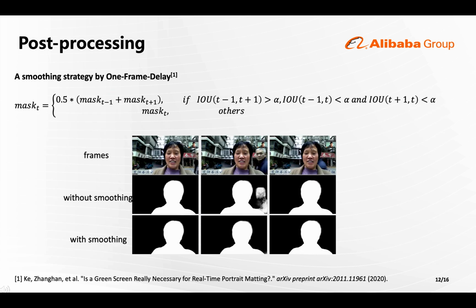We also use a smoothing trick to improve interframe consistency. The intersection over union score is used to measure the movement between frames. If the person in current video does not move fast, we use the average mask of neighbor frames to replace current mask if current mask has jitter error.